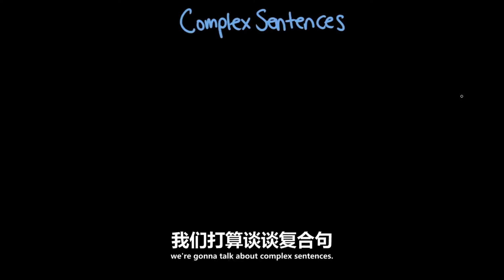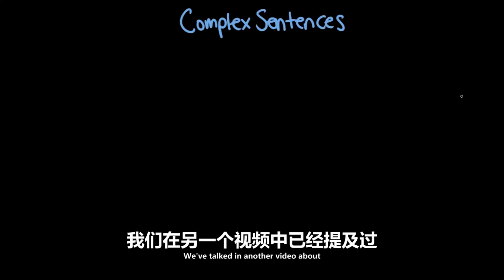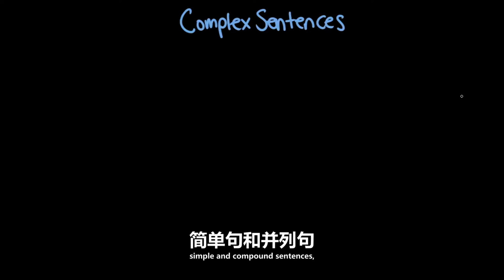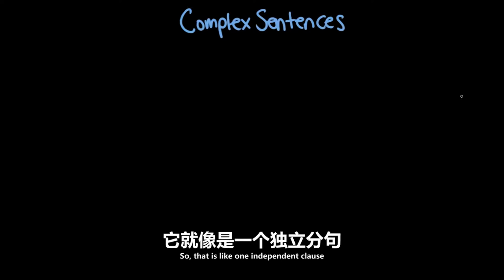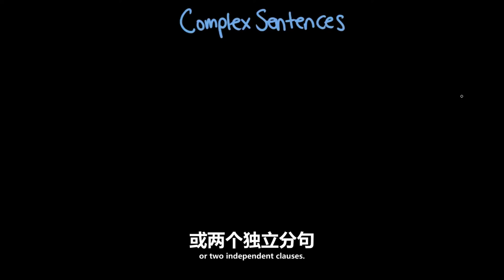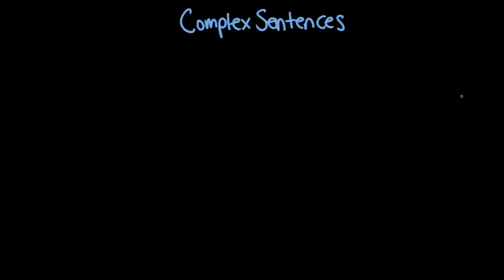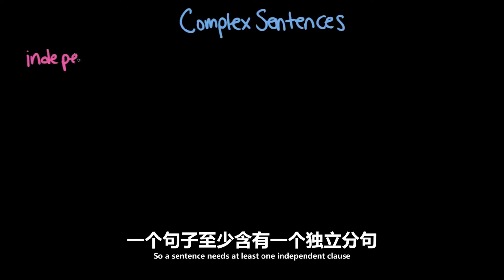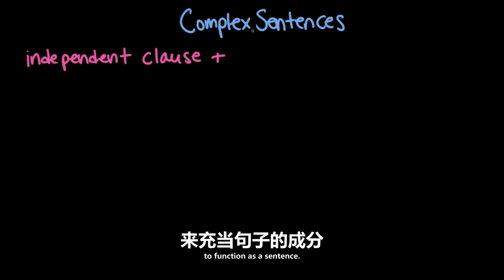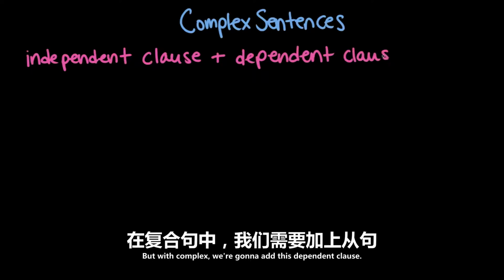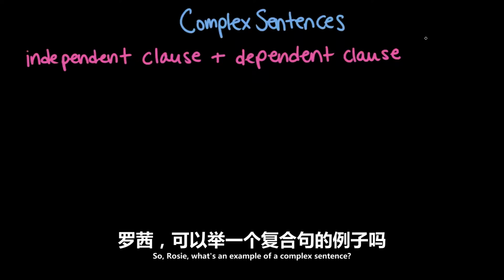So in this video, we're going to talk about complex sentences. We've talked in another video about simple and compound sentences. So that is like one independent clause or two independent clauses. And with a complex sentence, we're going to introduce something called a dependent clause. So a sentence needs at least one independent clause to function as a sentence. But with complex, we're going to add this dependent clause. So, Rosie, what's an example of a complex sentence?